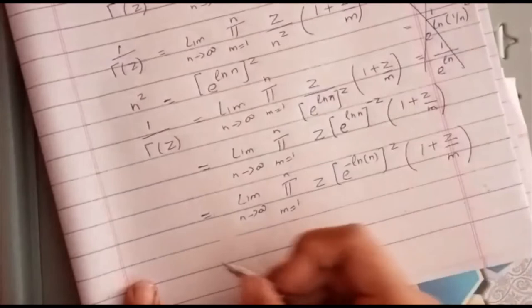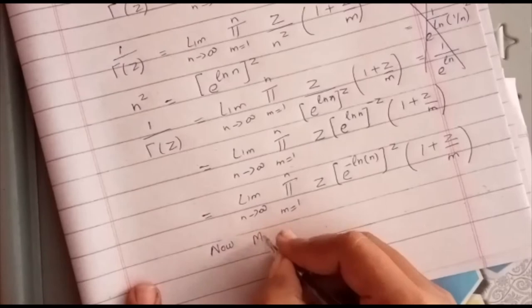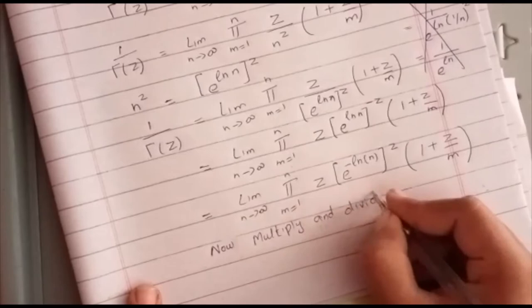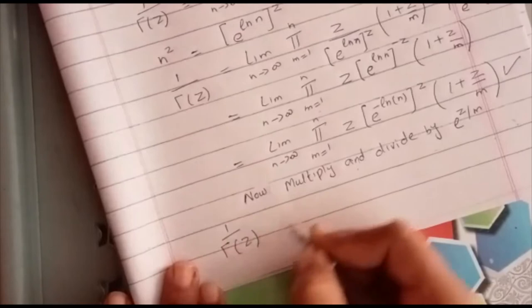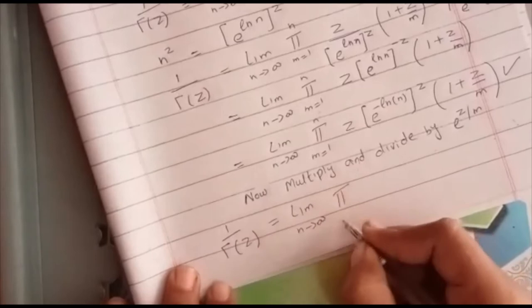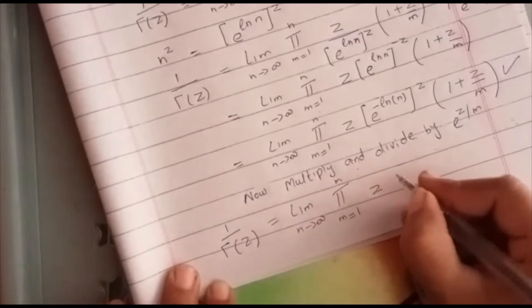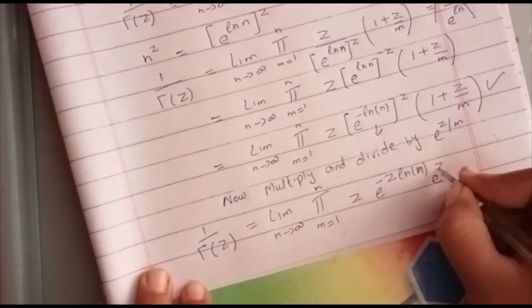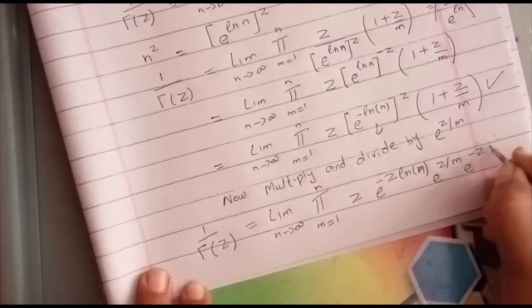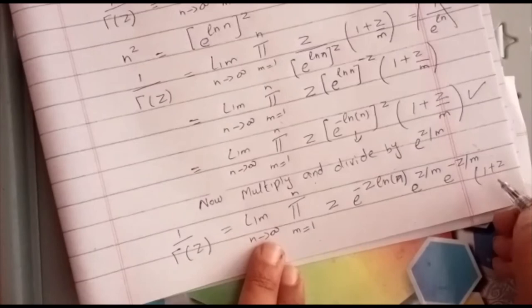Now multiply and divide by exponent z over m. Now this term becomes 1 over Gamma of z is equal to the limit as n approaches infinity of the product m = 1 to n of z, and this term can be written as exponent minus z ln of n, exponent z over m, exponent minus z over m, (1 plus z over m).